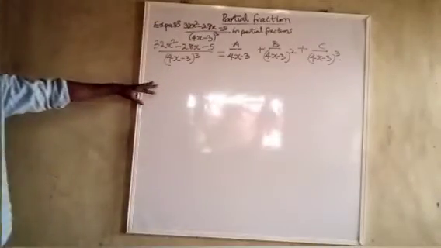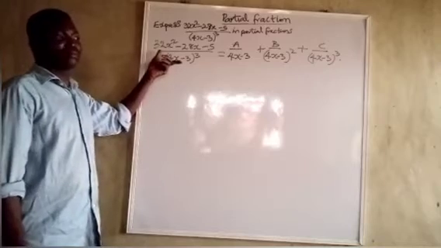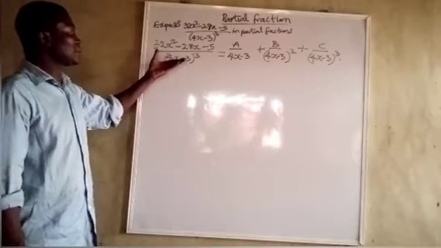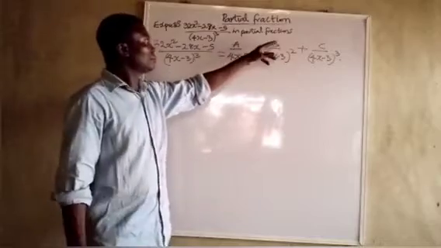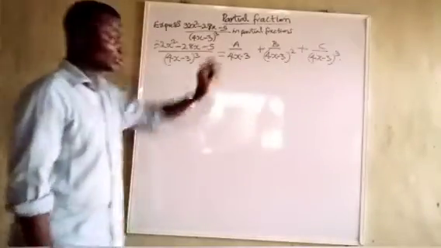Please, I want you to see that if this one is a quadratic, as in the highest power of x is 2, this one is going to be ax plus b, cx plus d, and so on. That's how it's going to be.